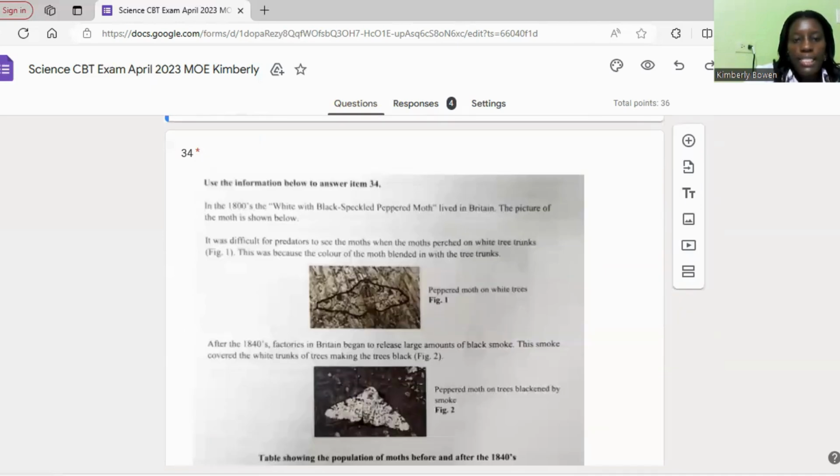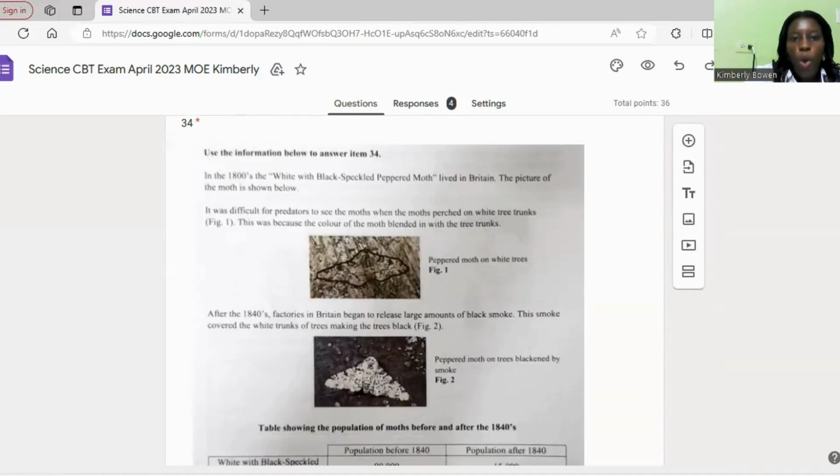In the 1800s, the white with black speckled peppered moth lived in Britain. The picture of the moth is shown below. It was difficult for predators to see the moth when the moth perched on white tree trunks. Figure 1. This was because the color of the moth blended in with most tree trunks. We see the peppered moth on white trees.